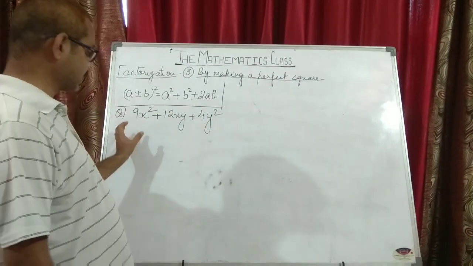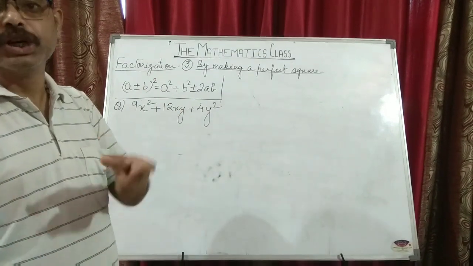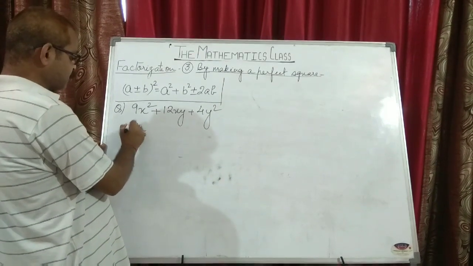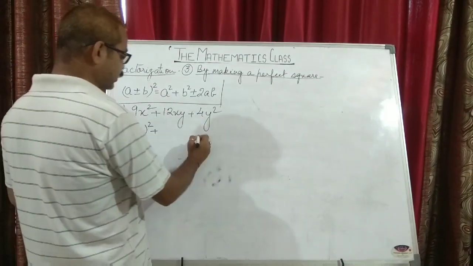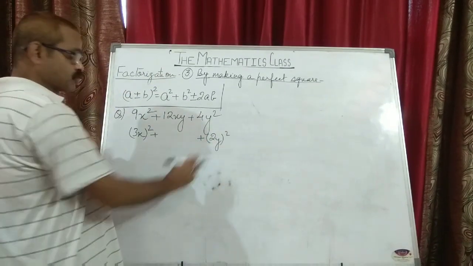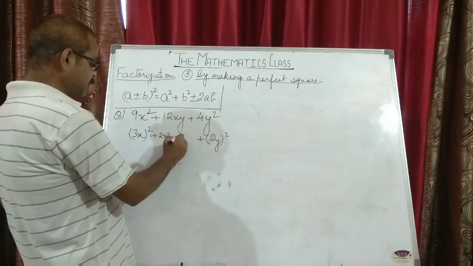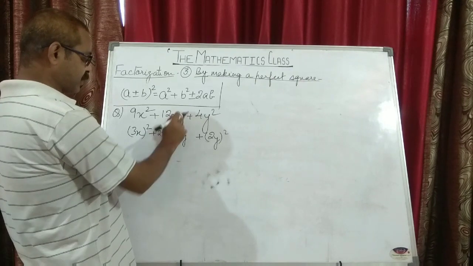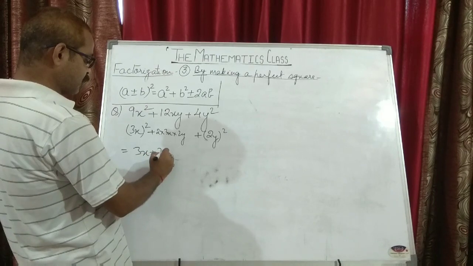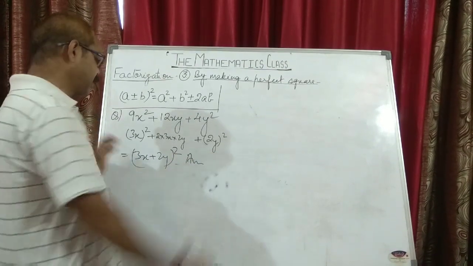So you have to factorize it. Factorize means to break it into the smallest possible parts. So this can be written as 3x whole square plus 2y whole square plus 2 into 3x into 2y, like a square plus b square plus 2ab. 2 into 3 is 6, into 2 is 12xy. It means this finally can be written as 3x plus 2y whole square. That is the final value.